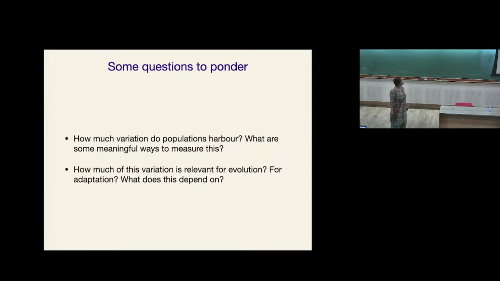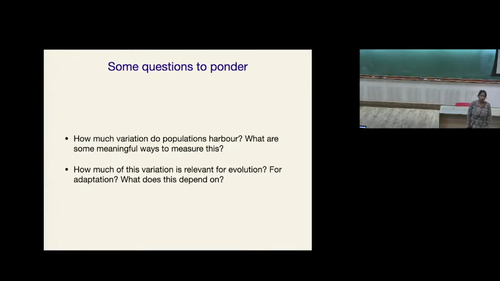So how much variation do populations actually harbor? What are some ways to measure it? Anybody have any idea? How would you measure how much variation exists in populations? Any population of your choice. Analysis of variance, what does that mean?